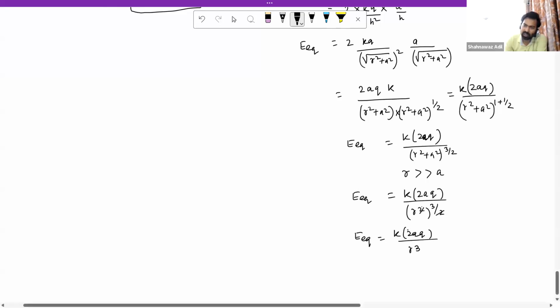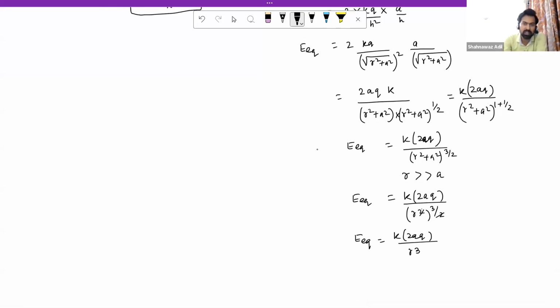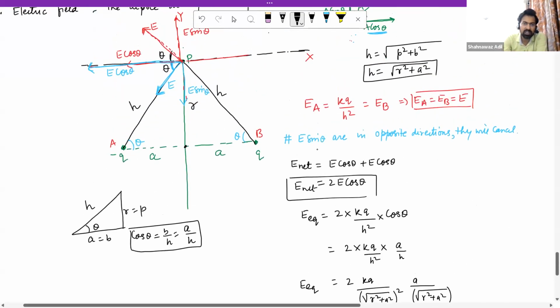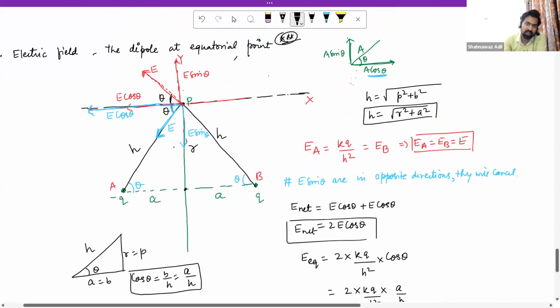Can you tell me what is this value? 2AQ is how much? In dipole, what is this 2AQ? That is that thing we have discussed in the earlier part. So 2AQ we have discussed. What is 2AQ?